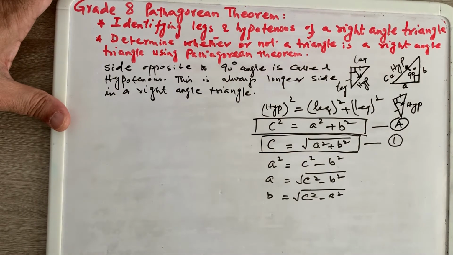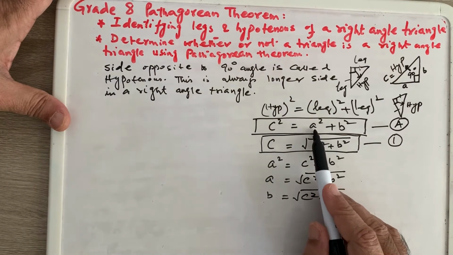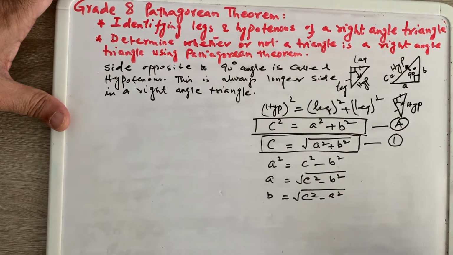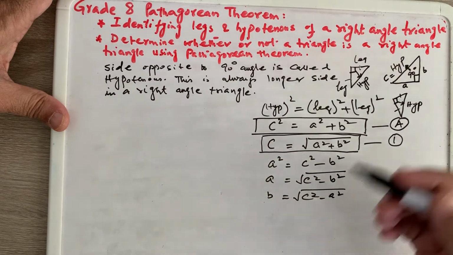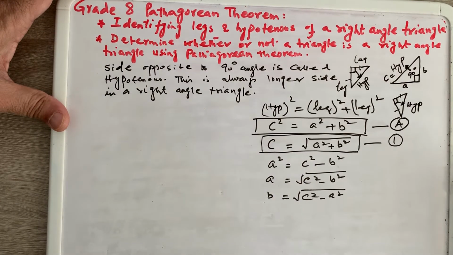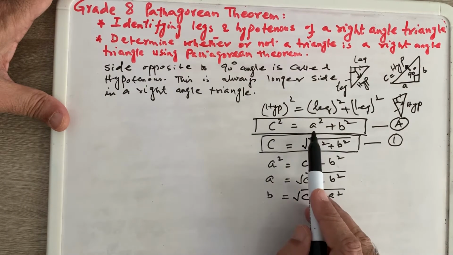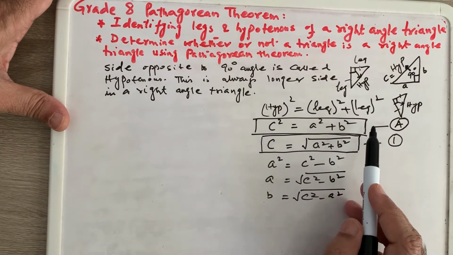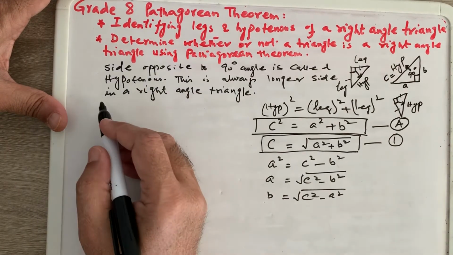The theorem says that the square of the longer side is equal to the sum of the squares of the two shorter sides. So if we want to determine whether or not a triangle is a right angle triangle, we have to see that this should satisfy: c square is equal to a square plus b square, right? So let's take a challenge or a question here.